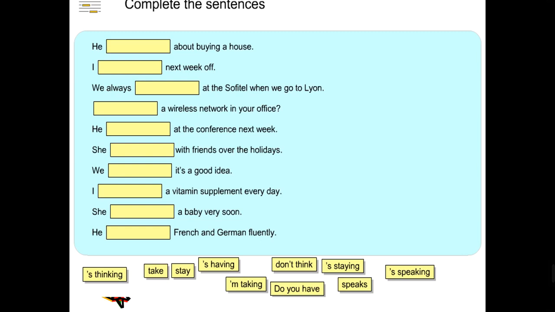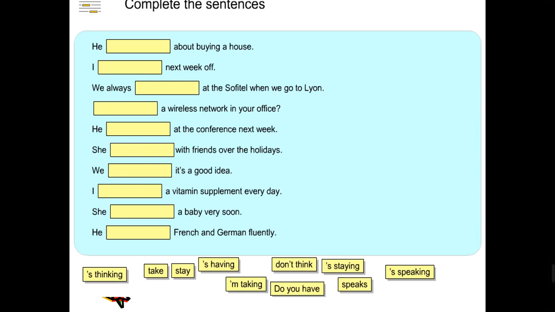Next, he blank at the conference next week. Future arrangement, but very near. So he is speaking, present continuous. She blank with friends over the holidays. She, what do you think? She's staying. Yes, she is staying.